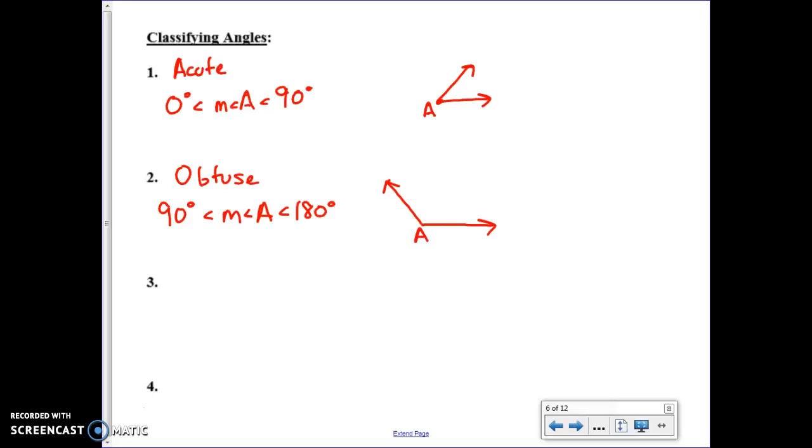We also have another option, a right angle, that is exactly equal to 90 degrees. So we draw our picture with our right angle.